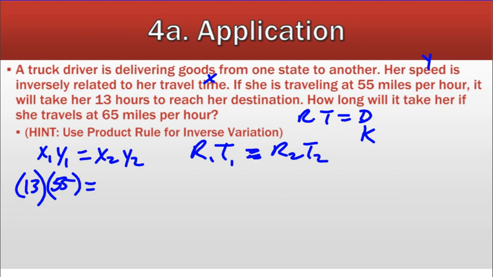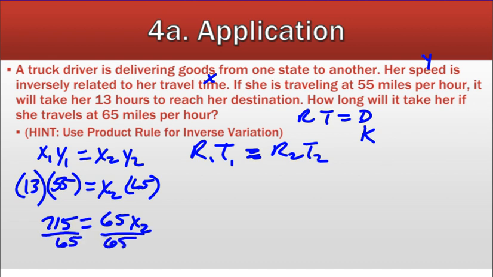So the rate times time equals the rate times time of the other. So now we have 65 miles per hour. We need to find your x subscript 2. So 13 times 55 gives us 715 equals 65 x subscript 2. To get x subscript 2 by itself, divide by 65. And we get x subscript 2 equaling 11. Or it would be your time 2, your t2 would give you 11.